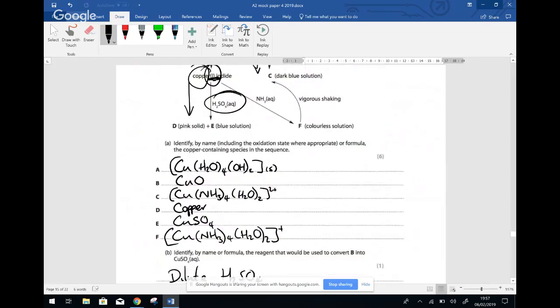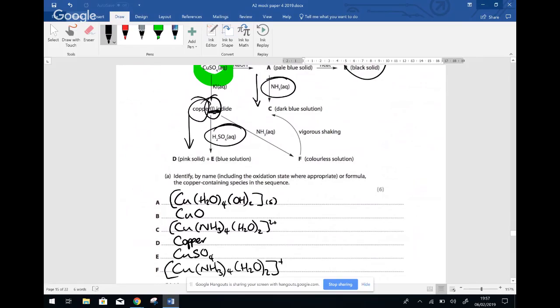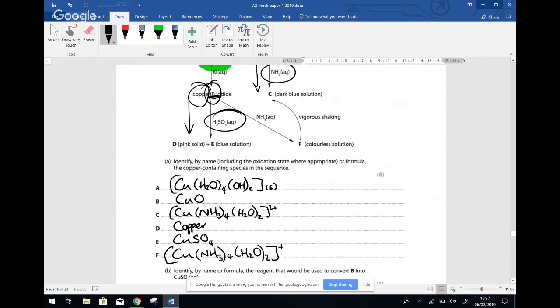So I've formed copper metal. And the solution, of course, is going to be copper sulfate. And then they've asked for a colorless solution, F. That one was the trickiest one there.